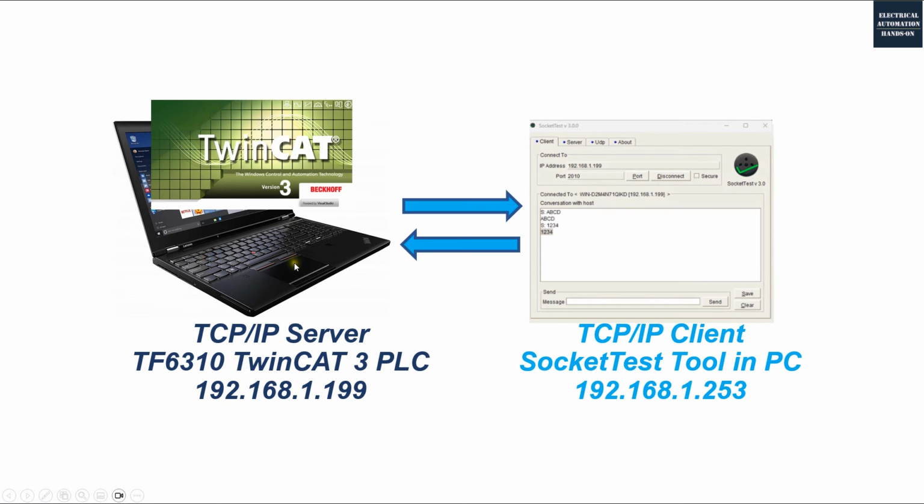IP server. As shown in this video, I will use one laptop running the TwinCAT 3 PLC runtime. I will also install this TF6310 package, and do some programming to allow this PLC to run as a TCP IP server. And on the TCP IP client side, I will use a socket tester tool running as the TCP IP client. So the server role and the client role don't matter for whether data is sent or received. They are communication roles. Running as a server, it can accept several clients connecting to it.